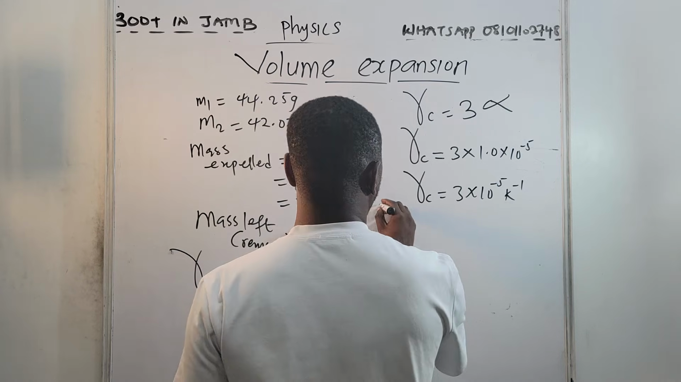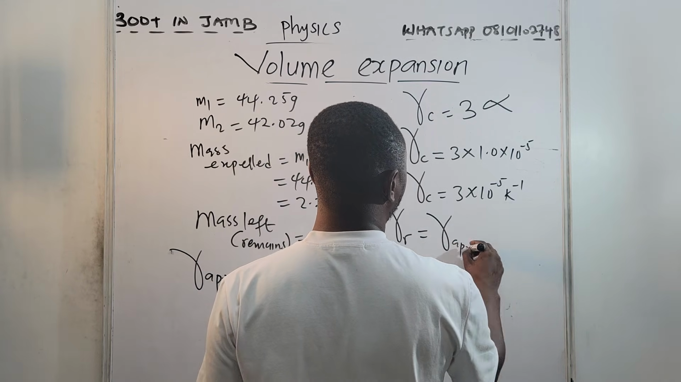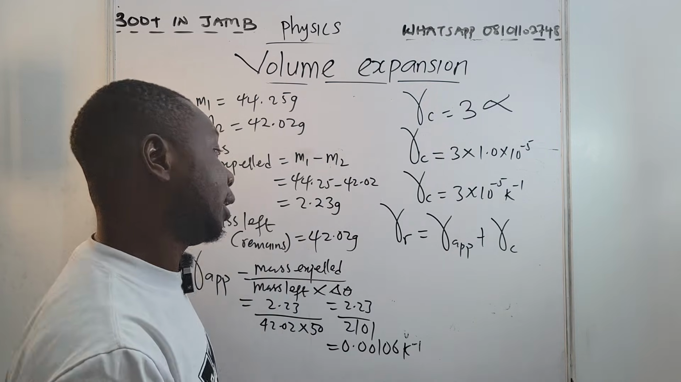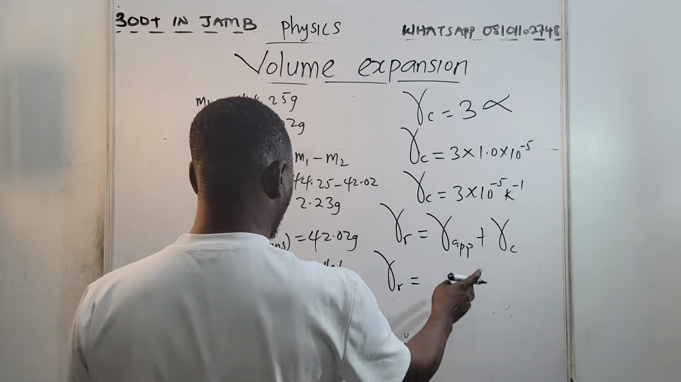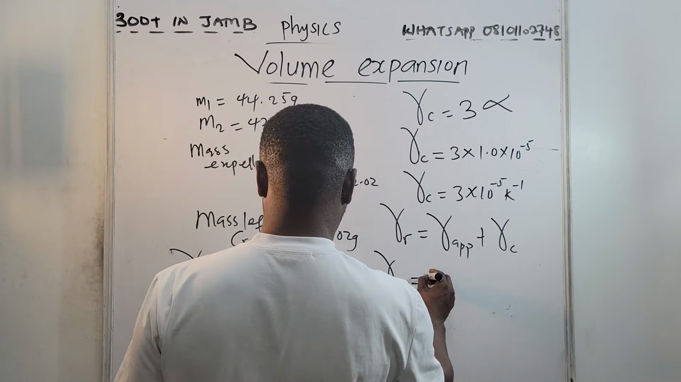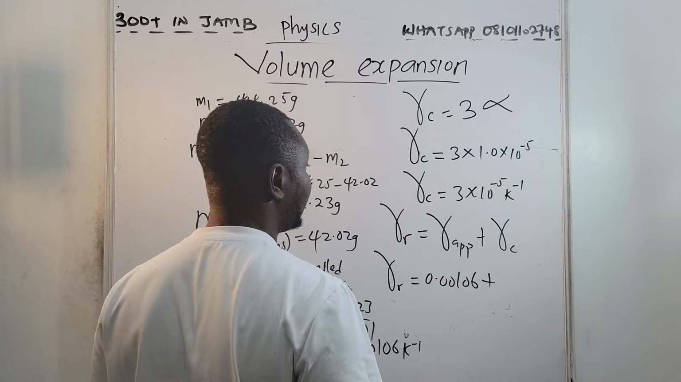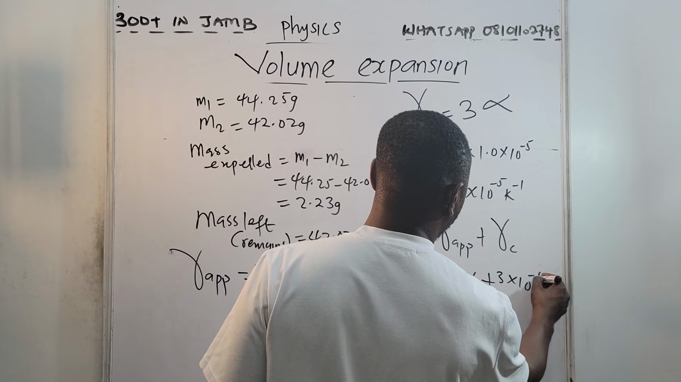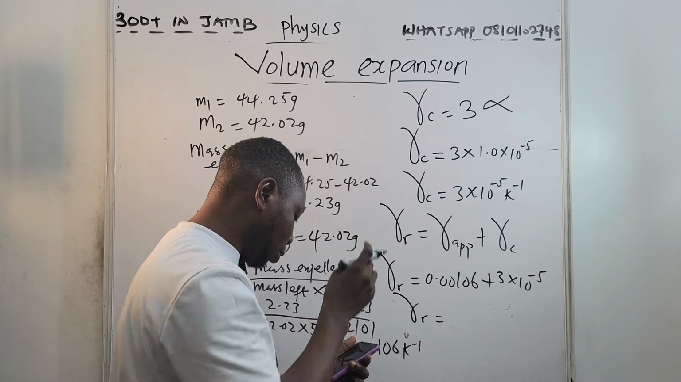The question says calculate the real cubic expansivity of that liquid. So gamma real is equal to gamma apparent plus gamma of the vessel, of the container. What is the apparent? The apparent is 0.00106, then plus that of the container, 3 times 10 raised to power minus 5.